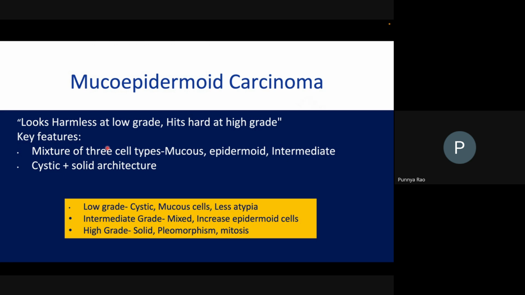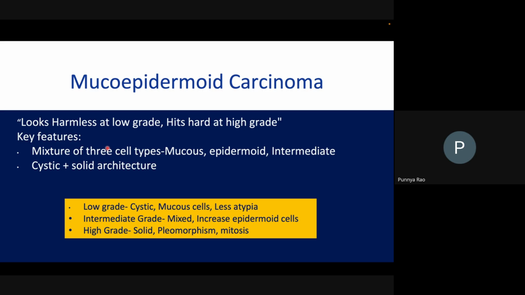So the next tumor is mucoepidermoid carcinoma. It looks very harmless at low grade. It may actually be confused with a mucocele, but it hits hard at high grade. So the key features, as the name suggests, you have to look for the 3 cell types, that is mucus, epidermoid, and the intermediate cells. And it can be cystic and solid depending upon the grade.